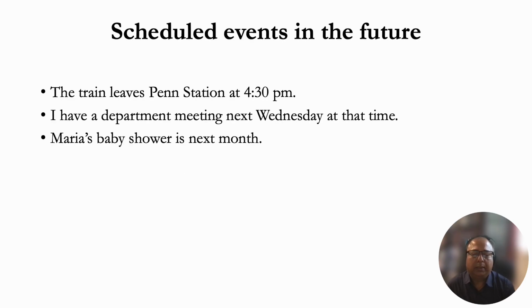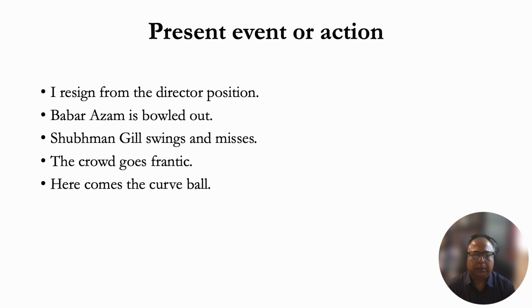So far, so good? Okay, what about a scheduled event in the future? Something that is scheduled in the future. The train leaves Penn Station at 4:30 p.m. Okay, and the speaker may be saying this at 10:30 a.m. in the morning, saying, oh, the train that goes to Boston from New York, I think it leaves Penn Station at 4:30 p.m. I have a department meeting next Wednesday at that time. Maria's baby shower is next month, right? It's not Maria's baby shower will be next month. It's Maria's baby shower is next month, okay?